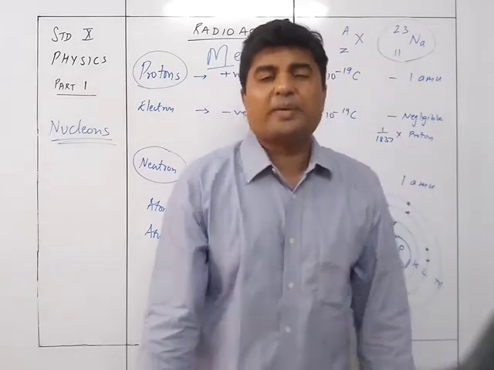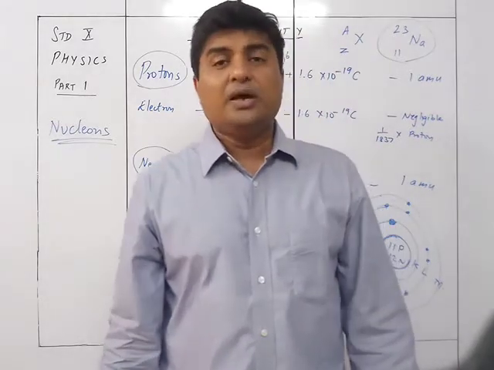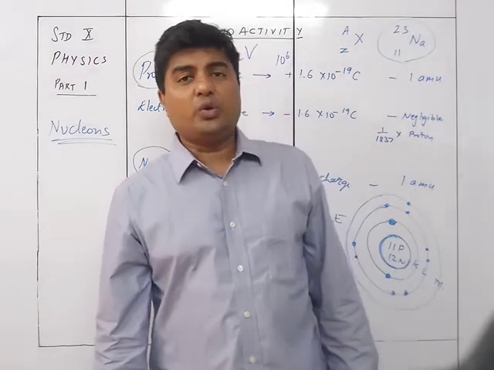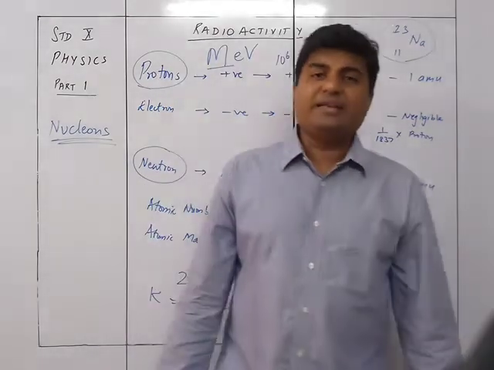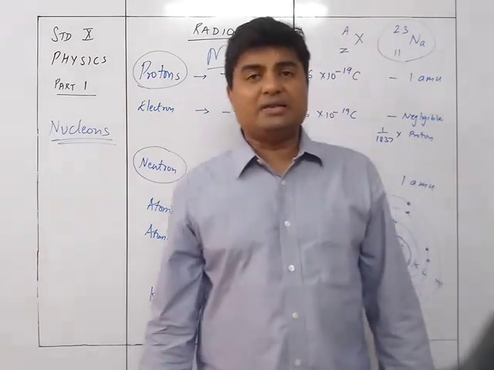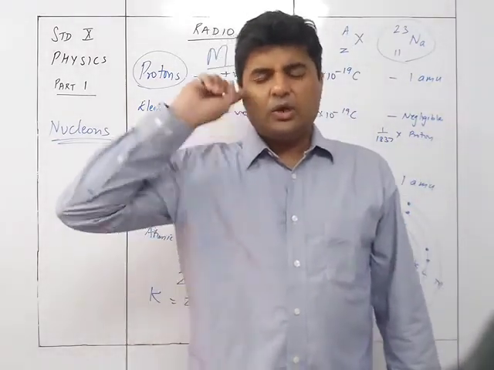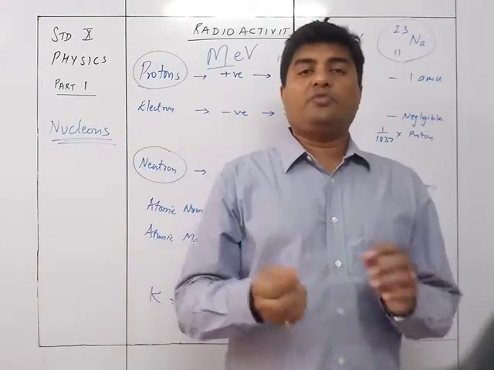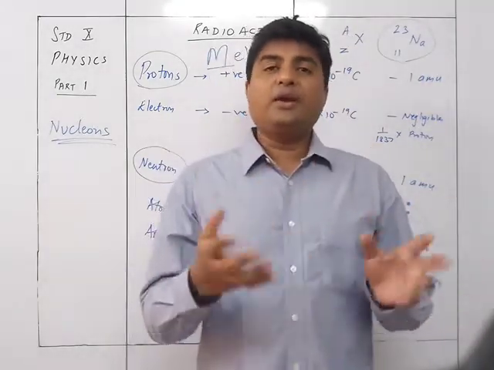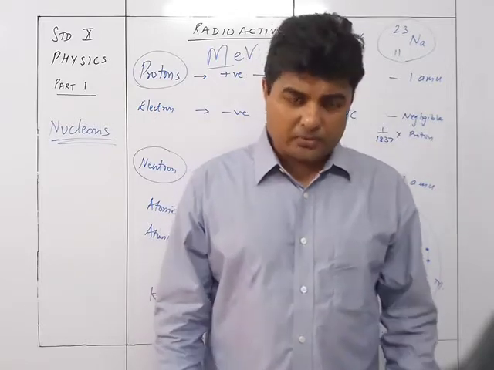So the sum of the atomic numbers and the sum of the mass numbers before and after the reaction is going to remain the same, even in a nuclear reaction. No doubt we say that radioactivity is a decay, but that decay is such that the total number of reactants and the total mass before and after is going to remain the same. Only thing is that it may split into two or more compounds, elements.